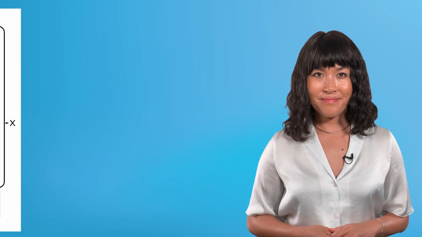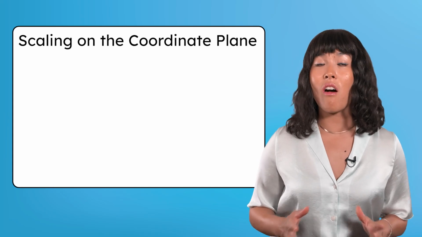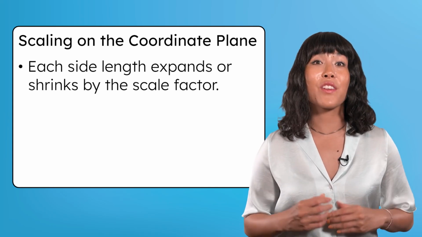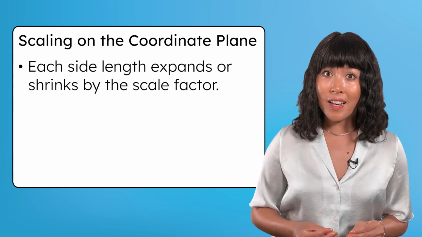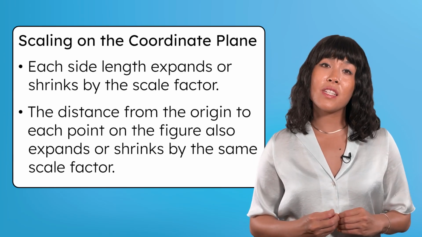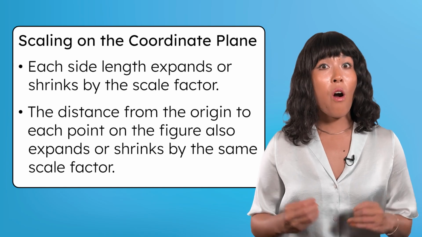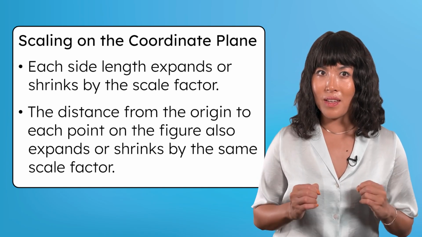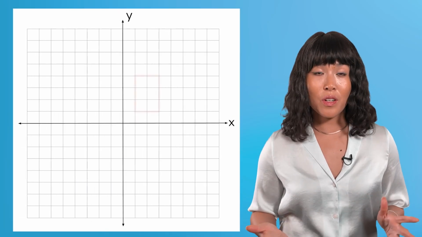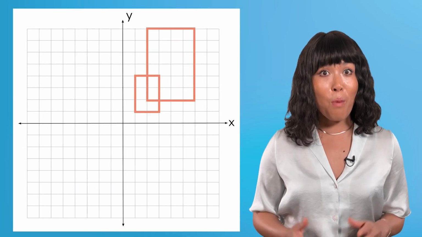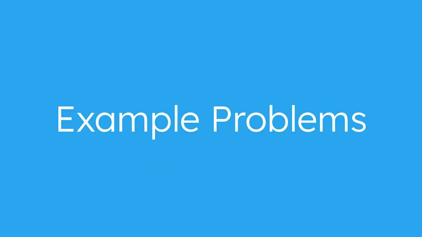We'll stick to the term scaling from now on, but you can also think of this as dilating from the origin. When we scale a figure on the coordinate plane, not only does each side length expand or shrink by the scale factor, but the distance from the origin to each point on the figure also expands or shrinks by that same scale factor. In other words, the size and the location of the figure both change. Let's dive deeper with some examples.